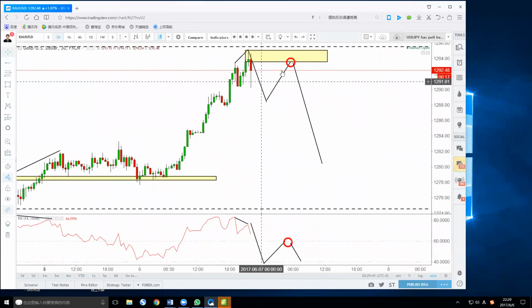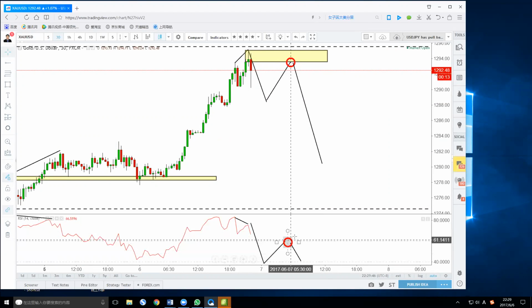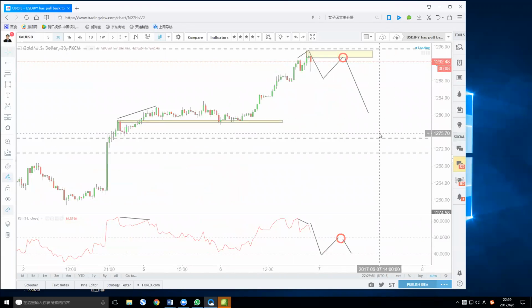All right, so don't short right now. Wait for the double top. Wait for the RSI to retest the 60, below 60. Okay. All right, let's go to oil.